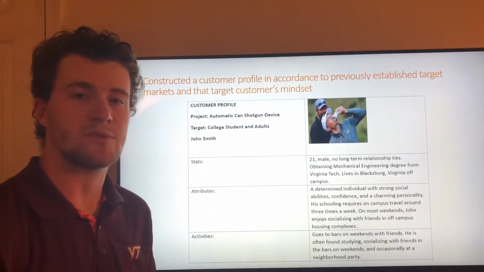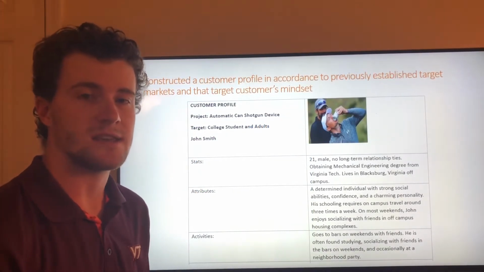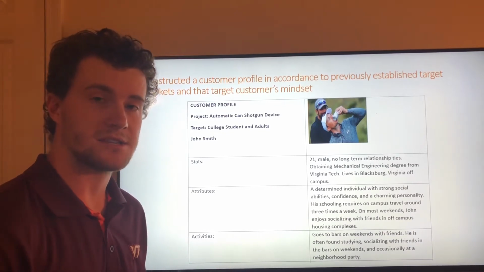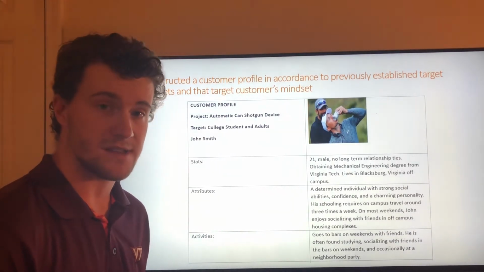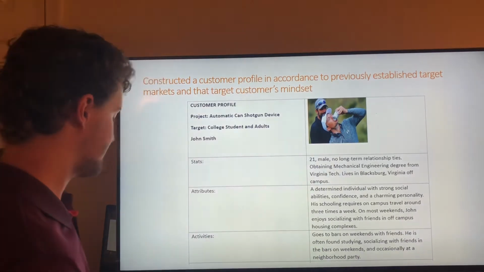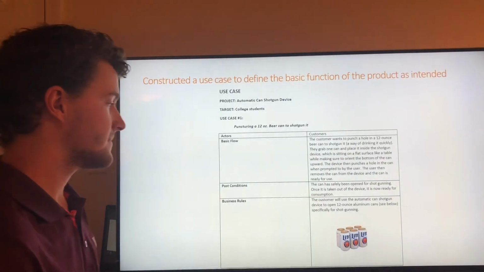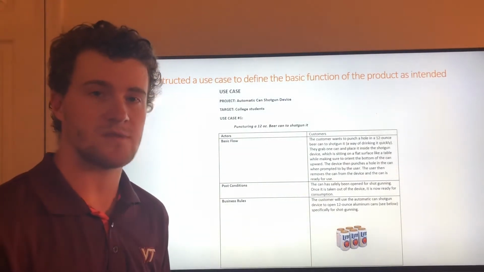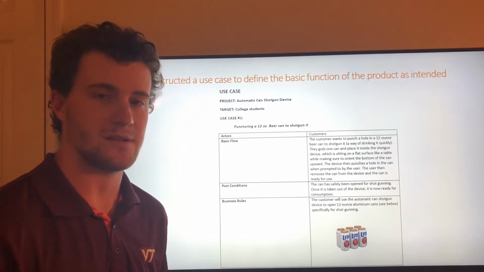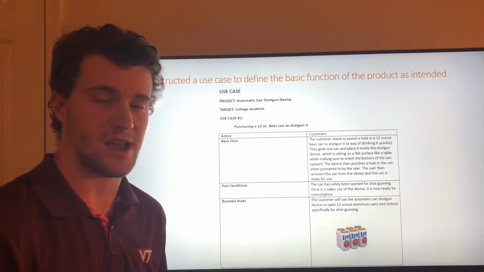Once a mission statement is produced, it is also key to have a customer profile that shows the target market essentially. With the customer profile comes a use case, which describes how to use the product in its desired manner.